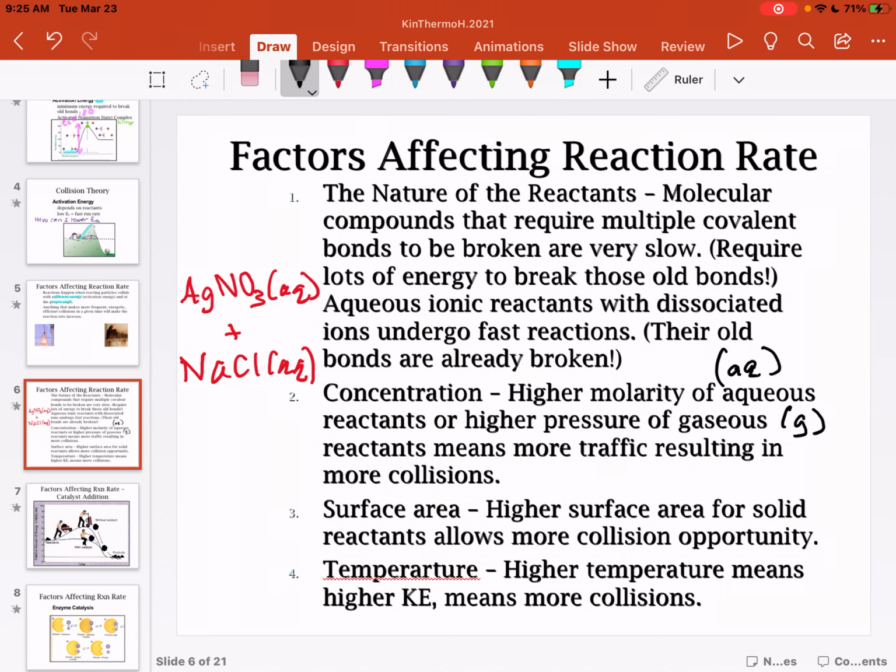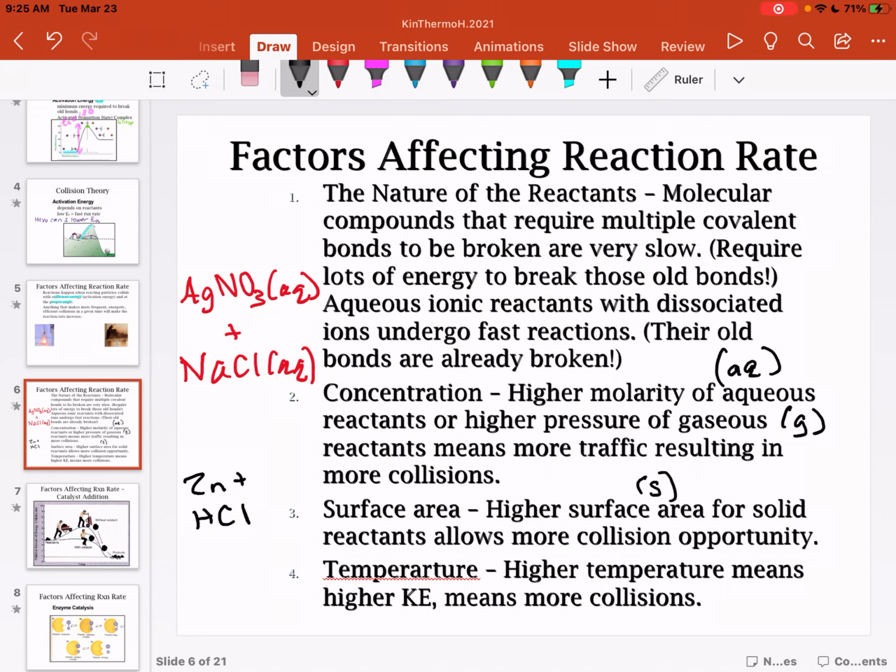So now how about if I have a solid reactant? If I have a solid reactant, I want to consider its surface area. If I have a big chunk of zinc that I'm going to put in hydrochloric acid, as opposed to zinc powder that I'm going to put in hydrochloric acid, what do you think is going to react faster? Of course, it's going to be that zinc powder that reacts faster, simply because I have a higher surface area that allows for that solid to connect with the hydrochloric acid much more often, much more frequently.